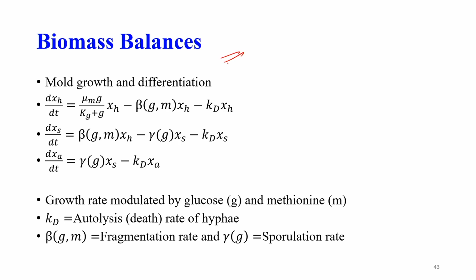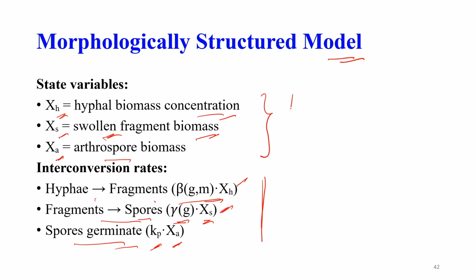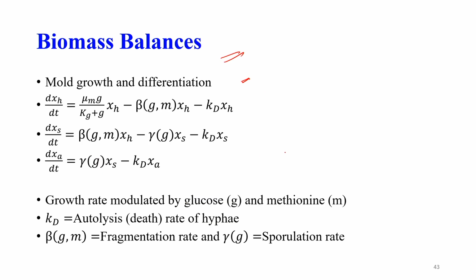So, first we will do the biomass balance. Here we are going to see the mold growth and differentiation. As we discussed in the last slide, there are three different morphologies, so we will be writing three equations: dXH/dt, dXS/dt, and dXA/dt.